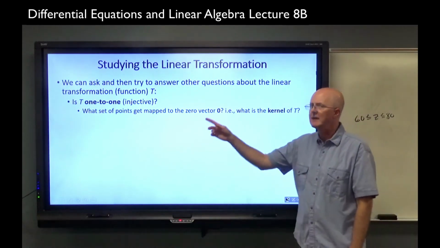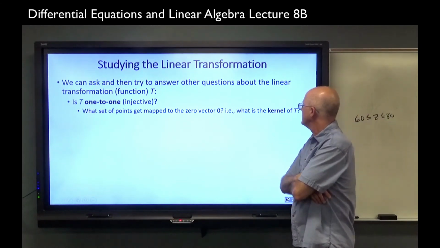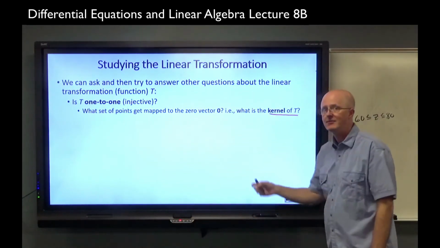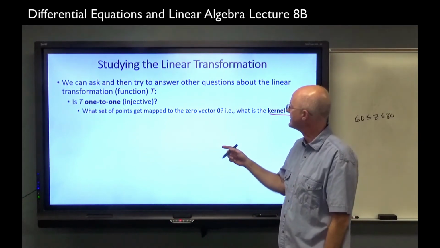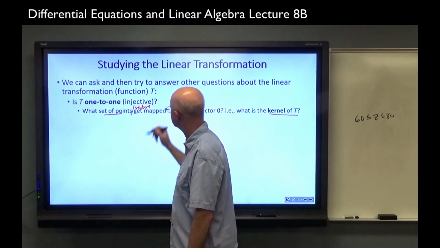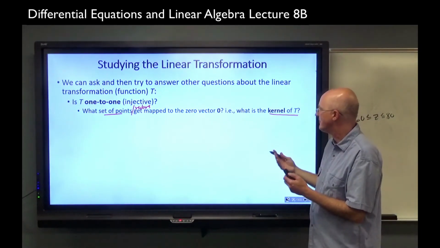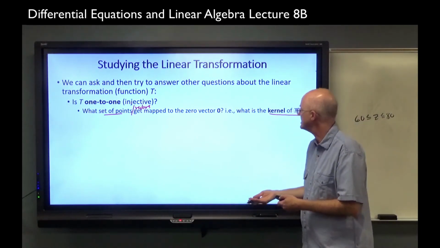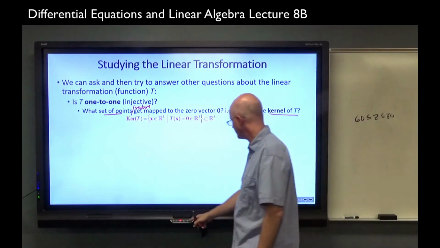It's also important when thinking about whether T is 1 to 1 to ask what set of points get mapped to the zero vector. This is called the kernel of T, and for the matrix A, it's also called the null space of A. All the vectors, the set of points or vectors, because I can think of them either way, that get mapped to the zero vector in the output space. Both the inputs and outputs are three-dimensional here. In general, they don't have to be the same dimension. Again, this set is called the kernel. Here's a way to write it in set builder notation.